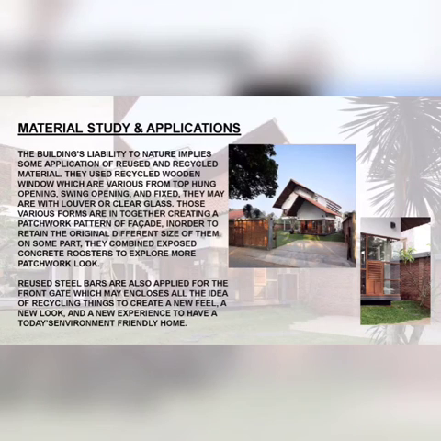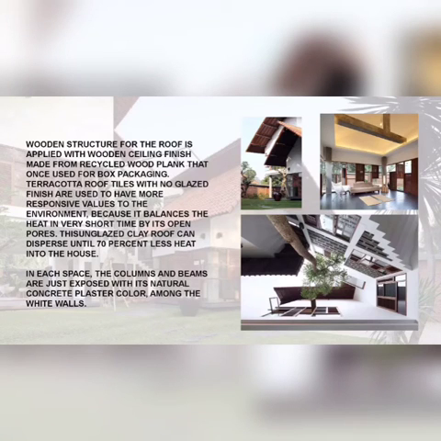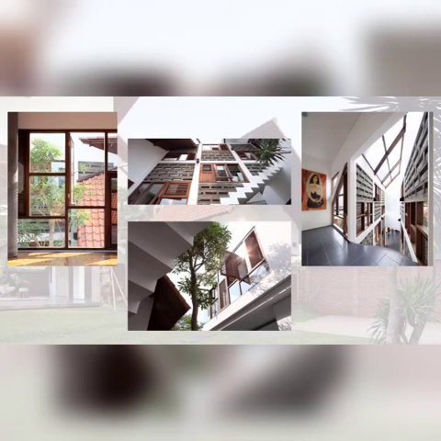They have also reused steel bars, which are applied to the front gate, enclosing the whole idea of recycling things and creating a new feel, new look and new experience. The wooden structure for the roof is applied with a wooden ceiling finish made from recycled wood planks. Terracotta roof tiles with an unglazed finish are used to have a responsive value to the environment. In addition, they balance the heat in a very short time through their open pores. Also, the clay roof can dispense 70% less heat to the house.